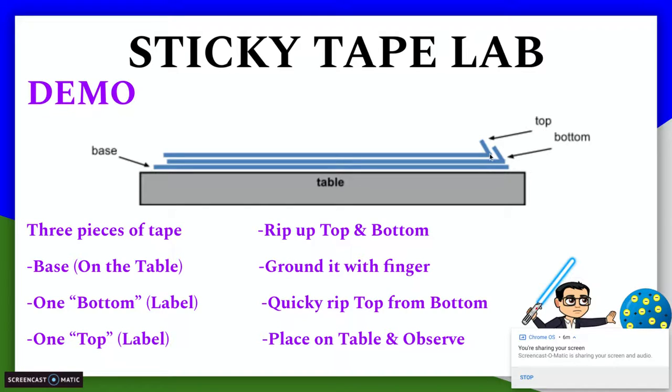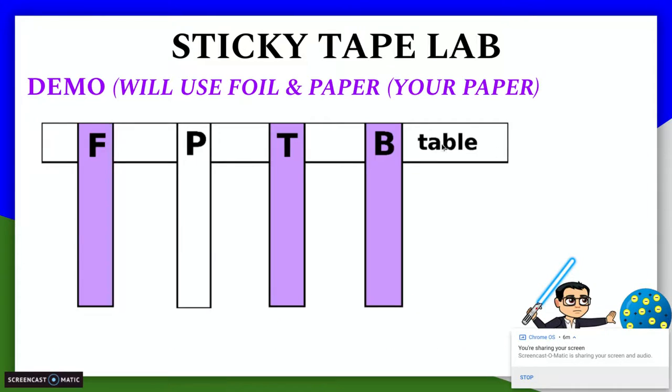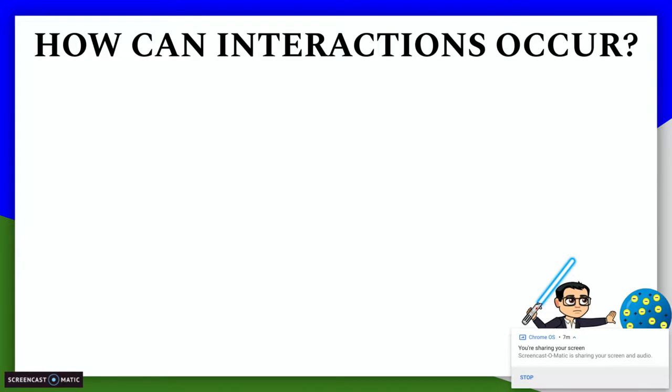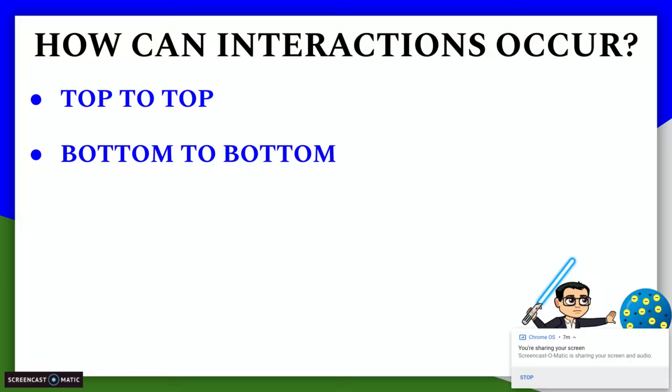And so you're going to do something with them, and you're going to have them on the edge of a table. You're going to watch my video. That's going to be after this. And so how can interactions occur? Well, it could be top tape to top tape, bottom tape to bottom tape. Make sure you're writing this down in your notebook.